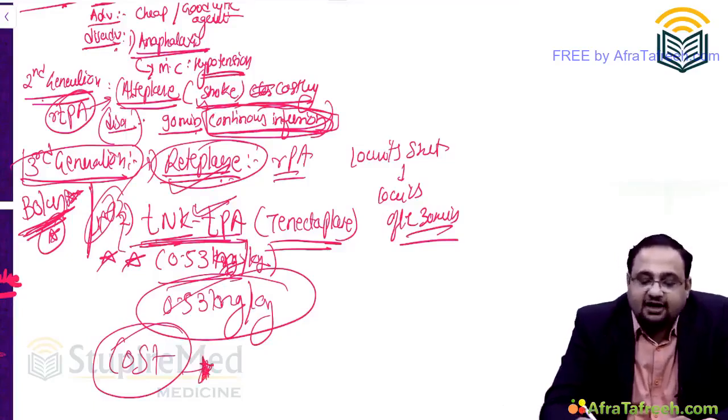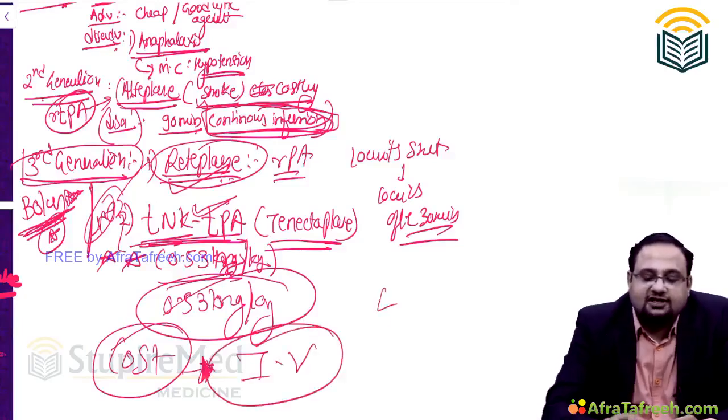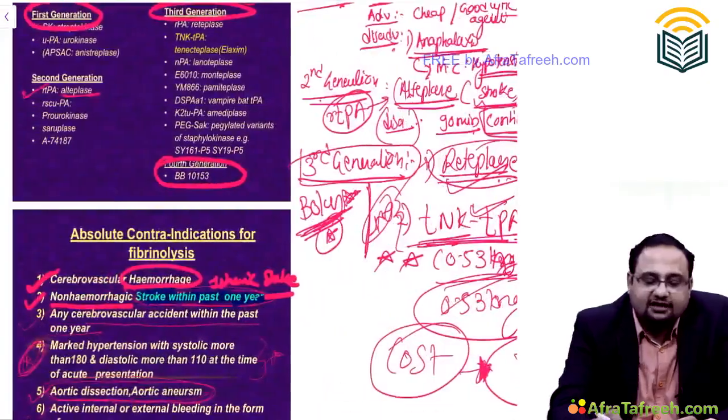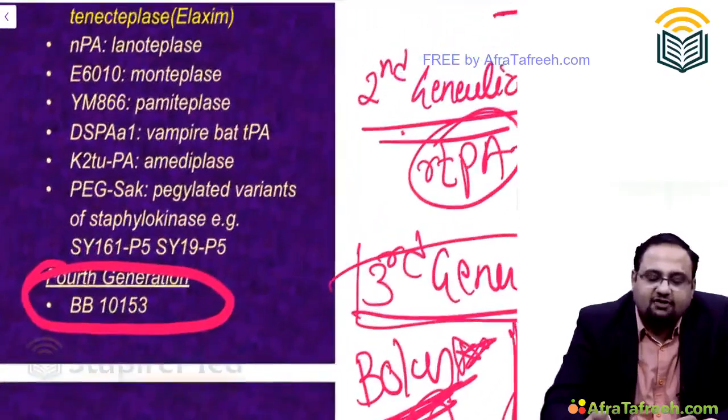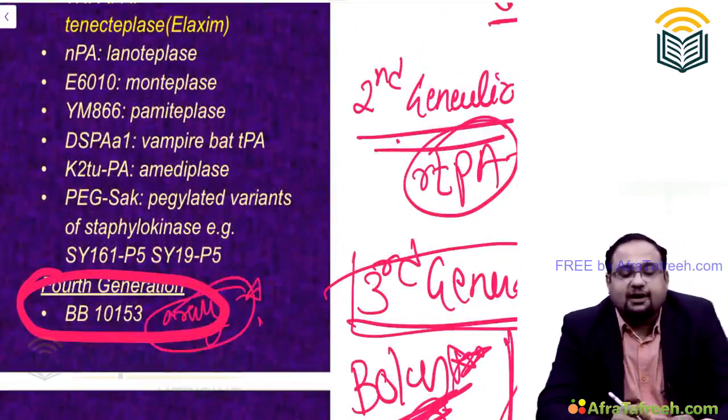The second thing is that it has to be given as an IV drug, and that is the reason the fourth generation will be coming soon into the market, that is BB10153. BB10153 is going to come, which will be available orally, but it is still in the pipeline.